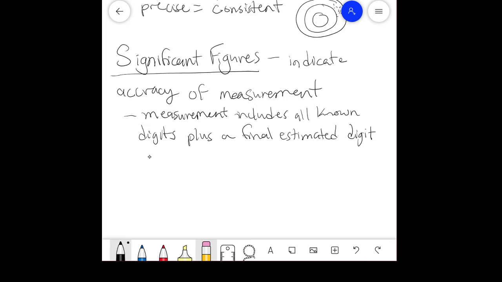and say this is a ruler and your line is like here, so your known digits are 10. I'm going to move this over a little. So our known digits are 10.3. We can see that. And then you have to estimate this final one. So it's 10.35 because the ruler goes by tenths. So you have to estimate that final one.